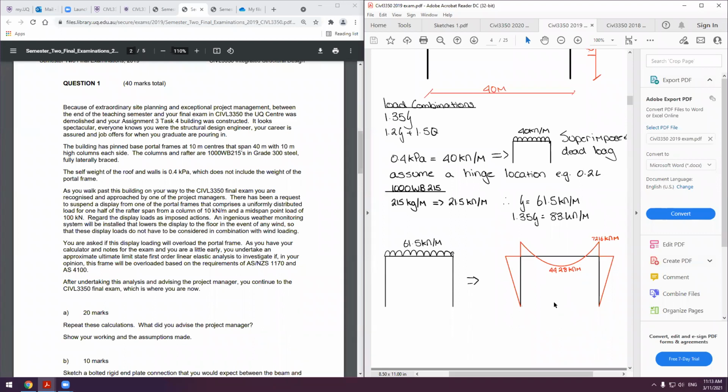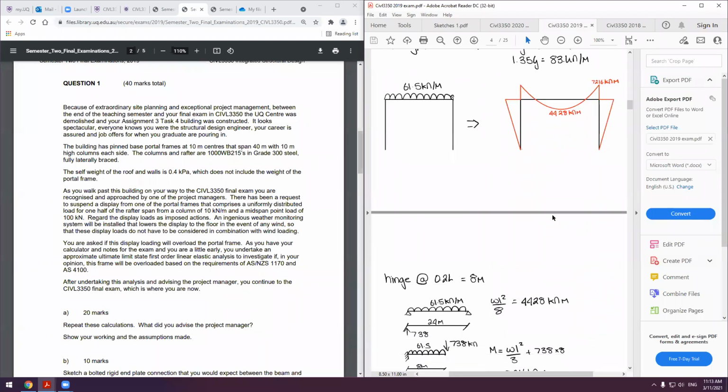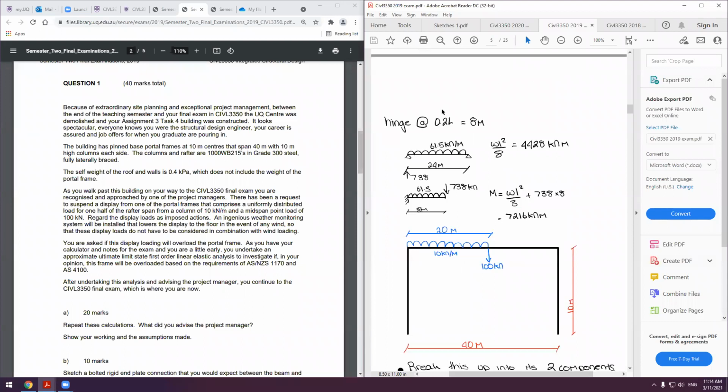So I got 4,428 kilonewton meters. It's like 448 kilonewton meters. And 700 instead of 7,000. The process is the same, just make sure your factors are right. But essentially it's the same thing.